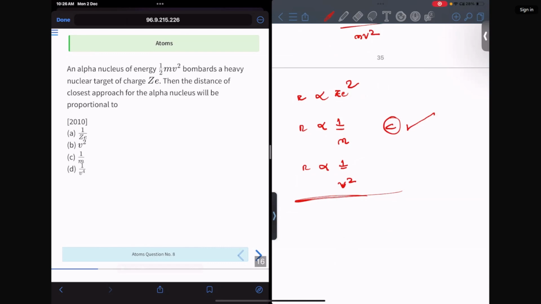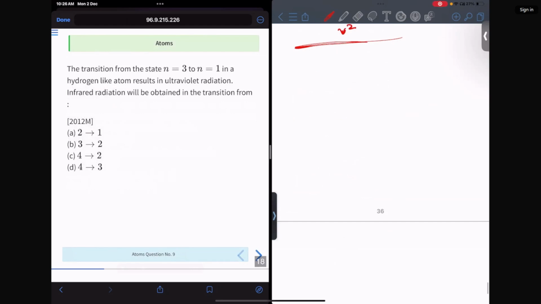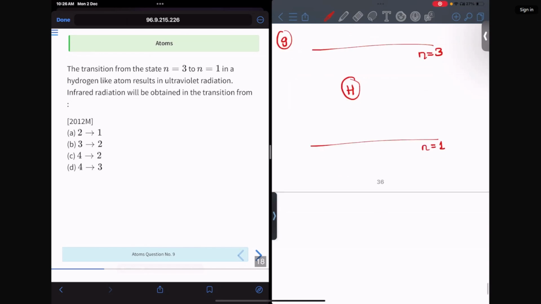Okay, guys. So I'll move to question number 9 now. Question number 9 says the transition from a state n=3 to n=1. This is a hydrogen atom, and the transition is from n=3 to n=1, and it results in ultraviolet radiation. Infrared radiation will be obtained in which of the following?